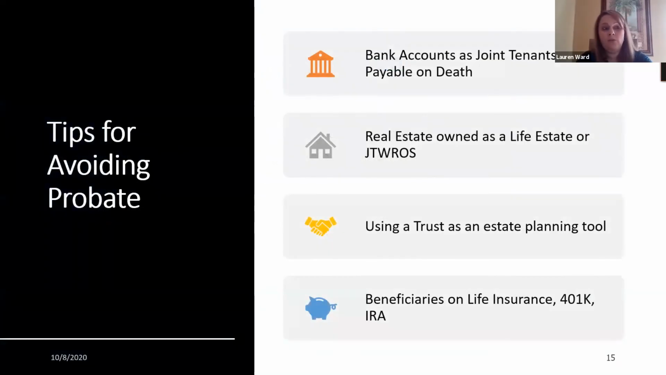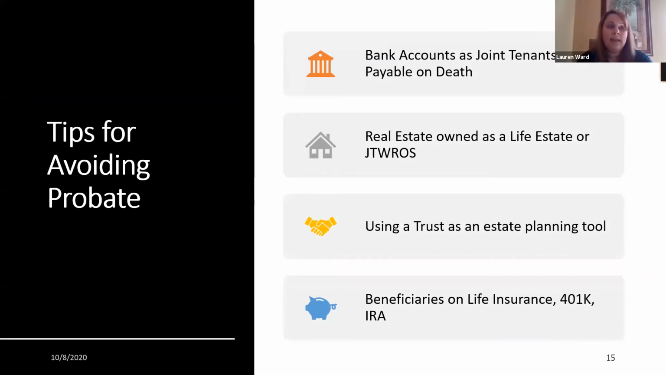So some tips for avoiding probate. What's going to go through probate, like we mentioned before, is assets owned solely by the decedent. So some ways to make things pass out of probate is things like joint tenants on a bank account. So for a husband and wife, if you bank together, that way if one passes away, the spouse automatically has control of the bank account.